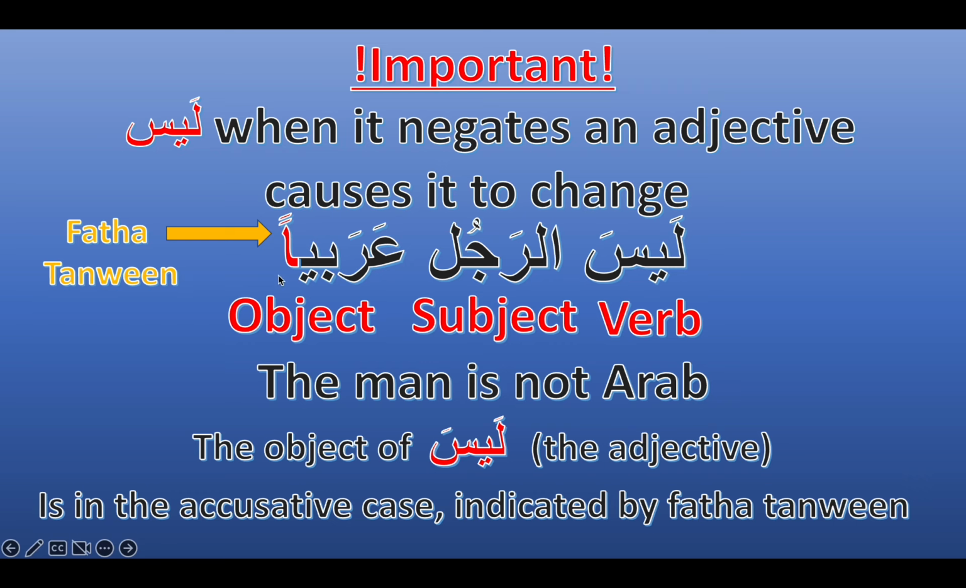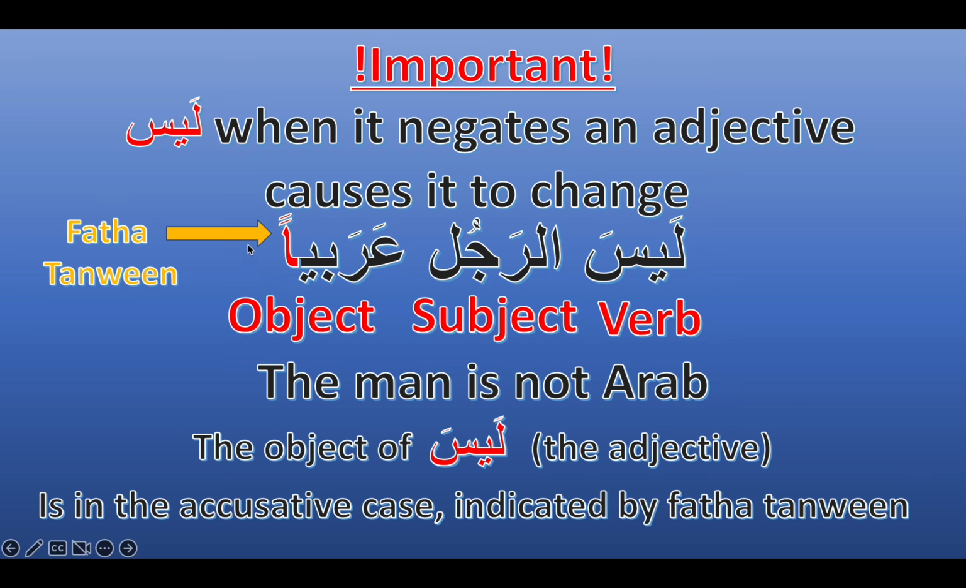But something's going on here. It's not ليس الرجل عربي. It's ليس الرجل عربيا. This is because it has عربيا at the end, this فتحة تنوين. This is because the object of ليس, so the adjective, is in the accusative case. And this is indicated by فتحة تنوين.